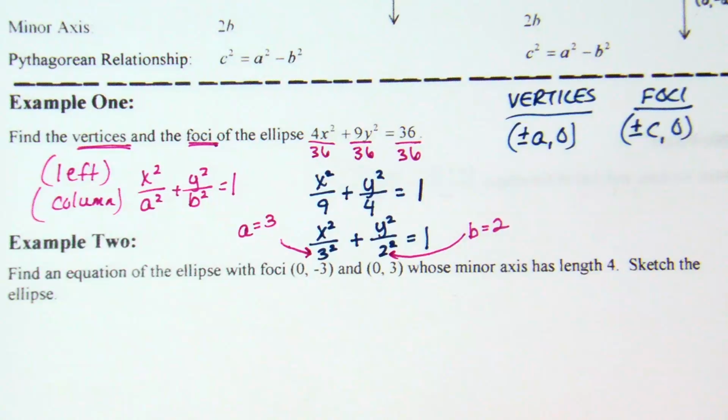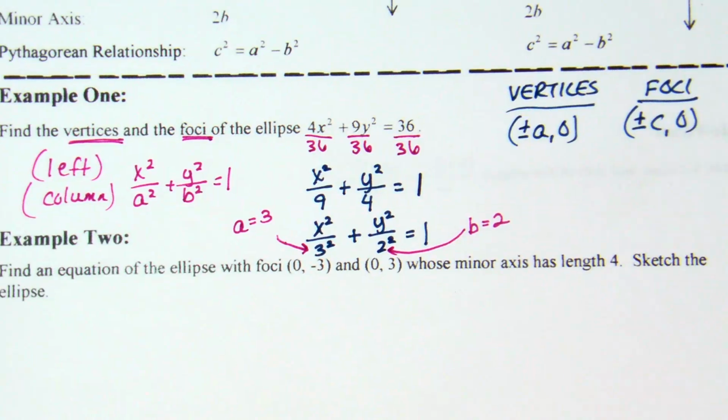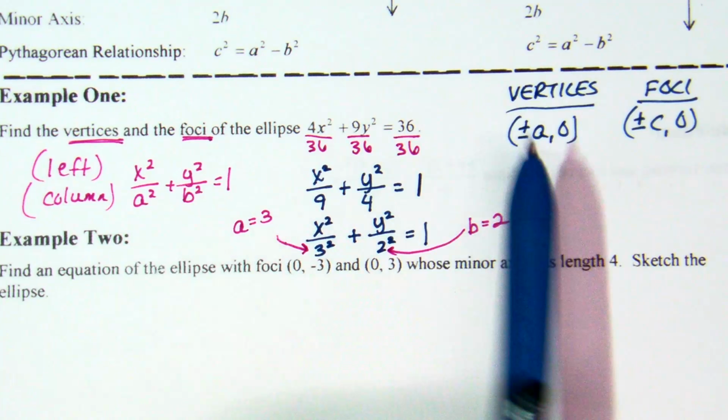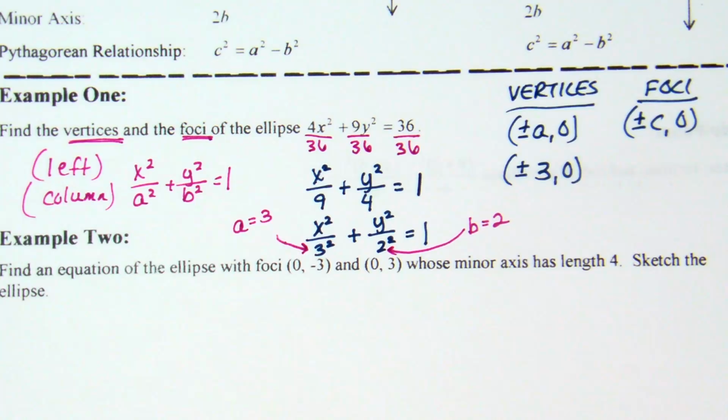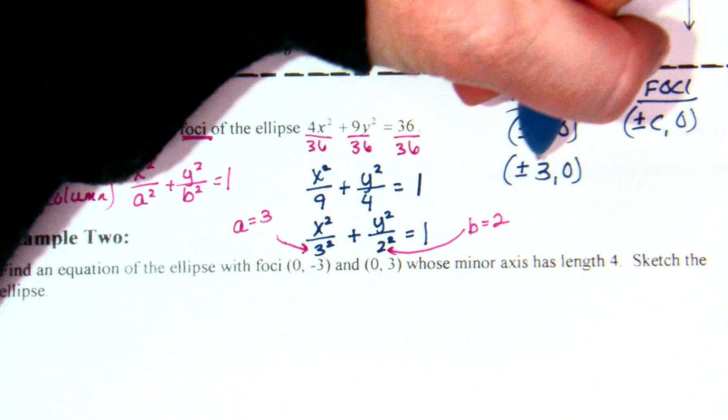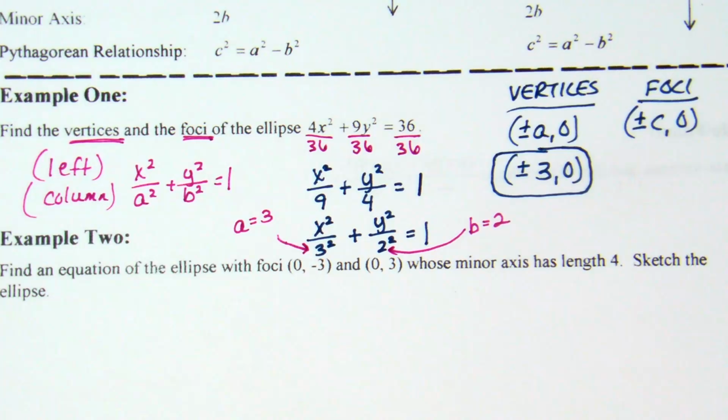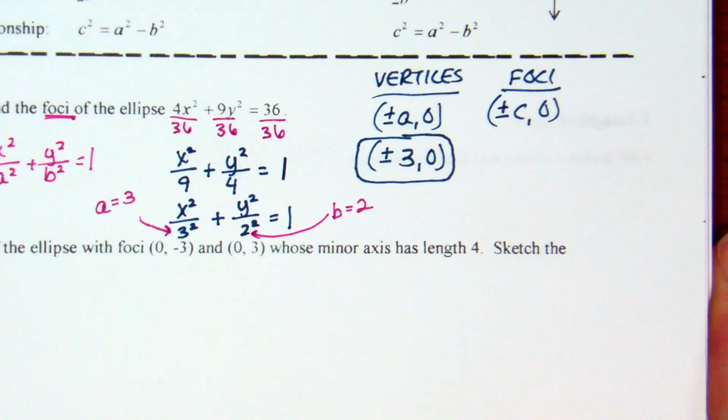Okay. Well, what can you tell me about the vertices? We know A, so we just need to put it in. A is 3. And if my vertices are plus or minus A, comma 0, that means my vertices are... Okay. 3, 0, and negative 3, 0 are where my vertices would be. And yes, for these purposes, you can write it as plus or minus 3, comma 0. Okay, halfway there. What about foci?